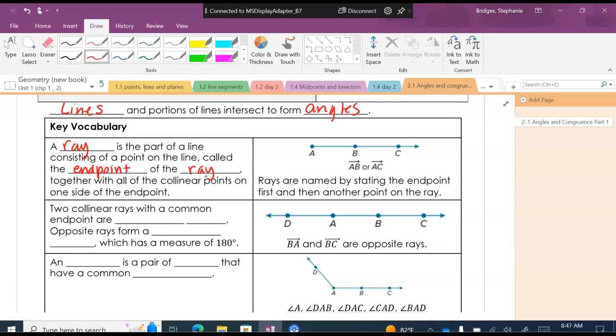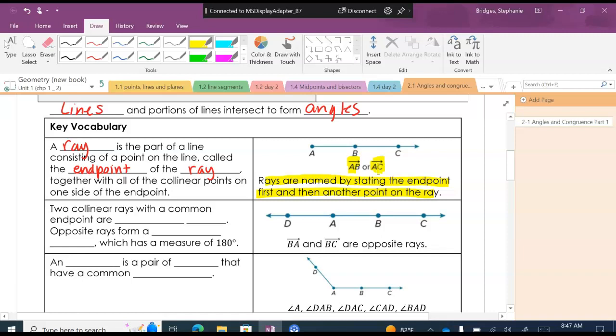And then just like we talked about over here, rays are named by stating the end point first and then any other point on the ray. So we could call it ray AB or ray AC, but we cannot switch the order of those. Everybody good there? Okay. The next one.